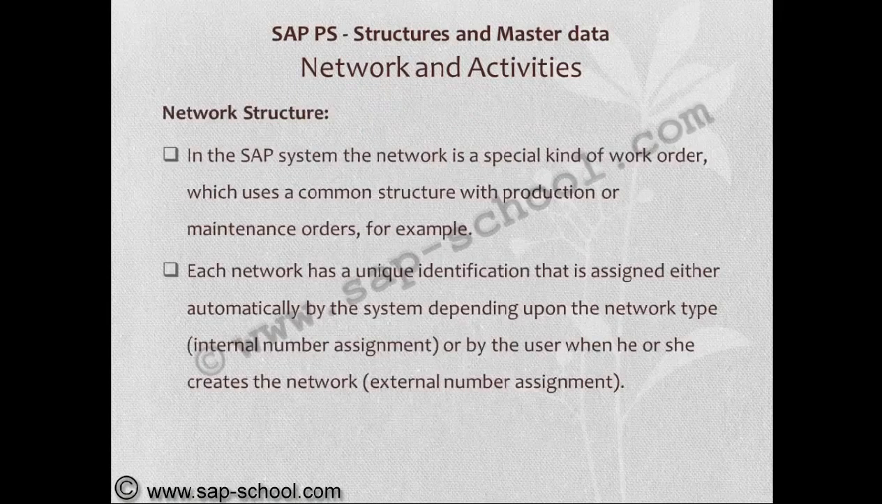In the SAP system, the network is a special kind of work order which uses a common structure with production or maintenance orders. For example, each network has a unique identification that is assigned either automatically by the system depending upon the network type or by the user when he or she creates the network. That means here we are using either internal number assignment or external number assignment.